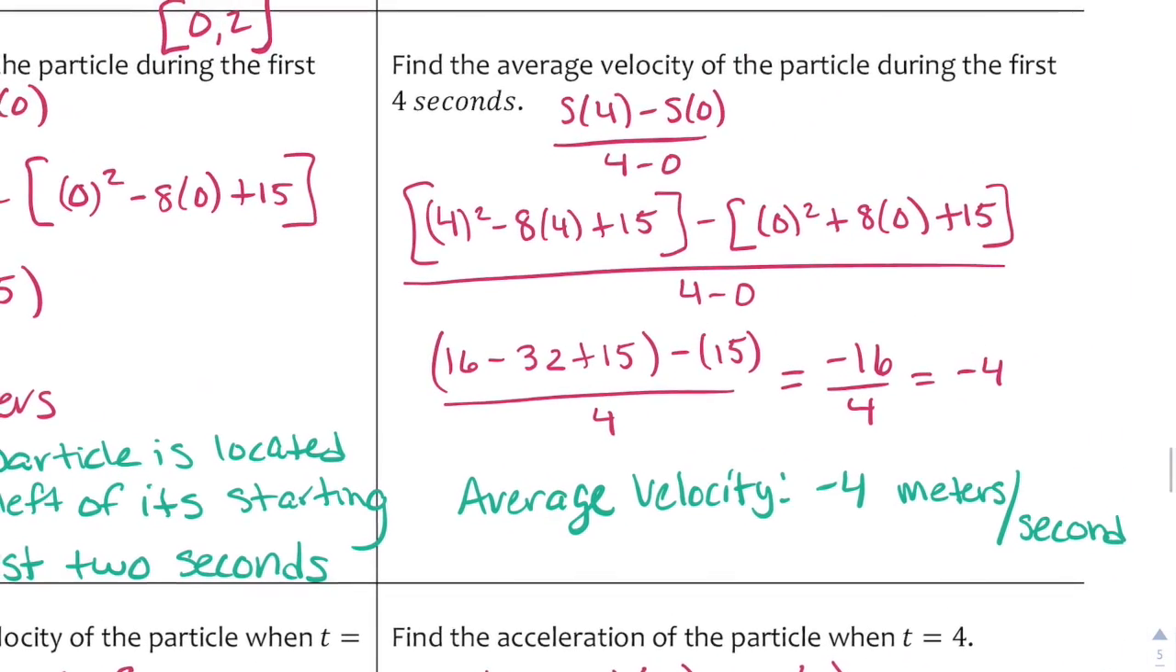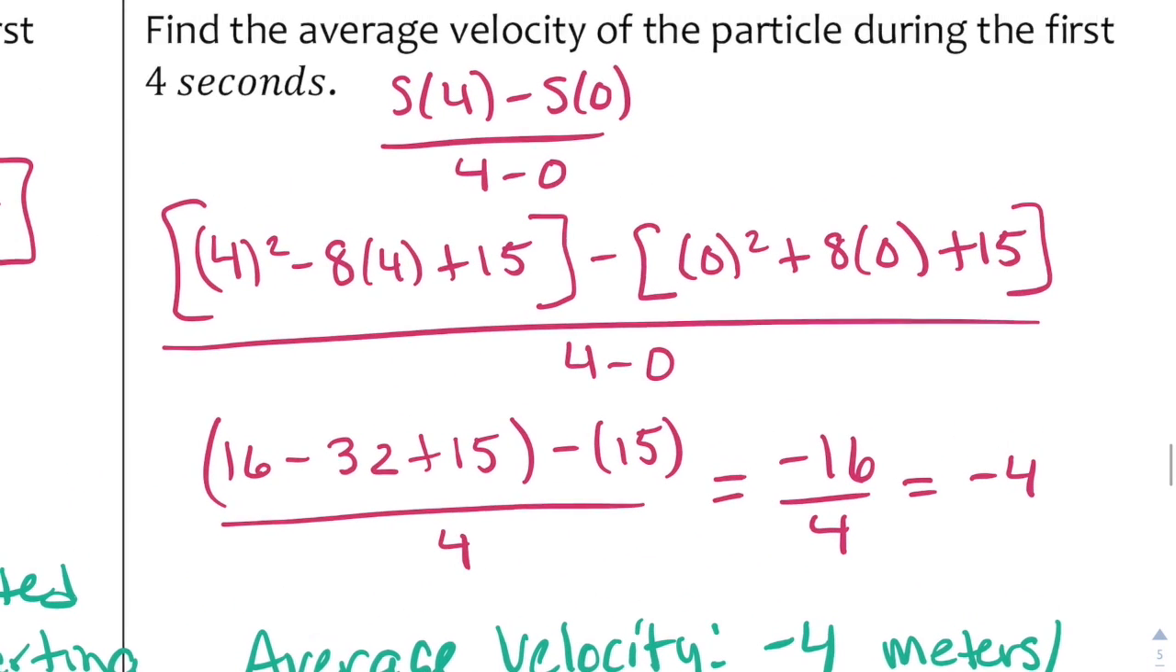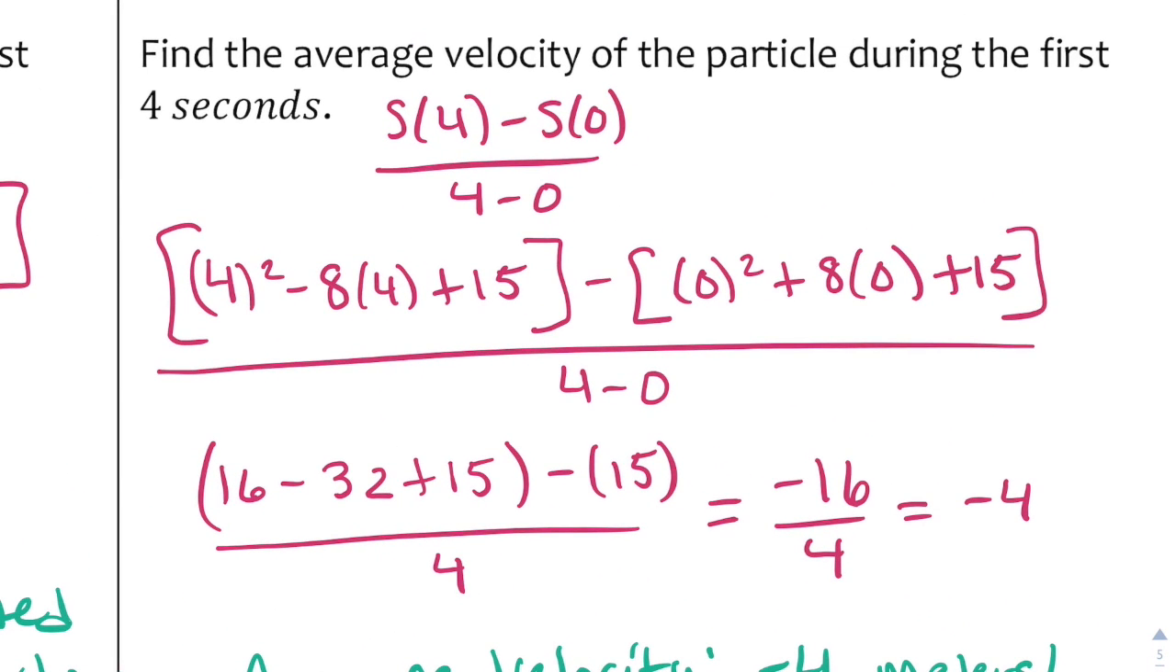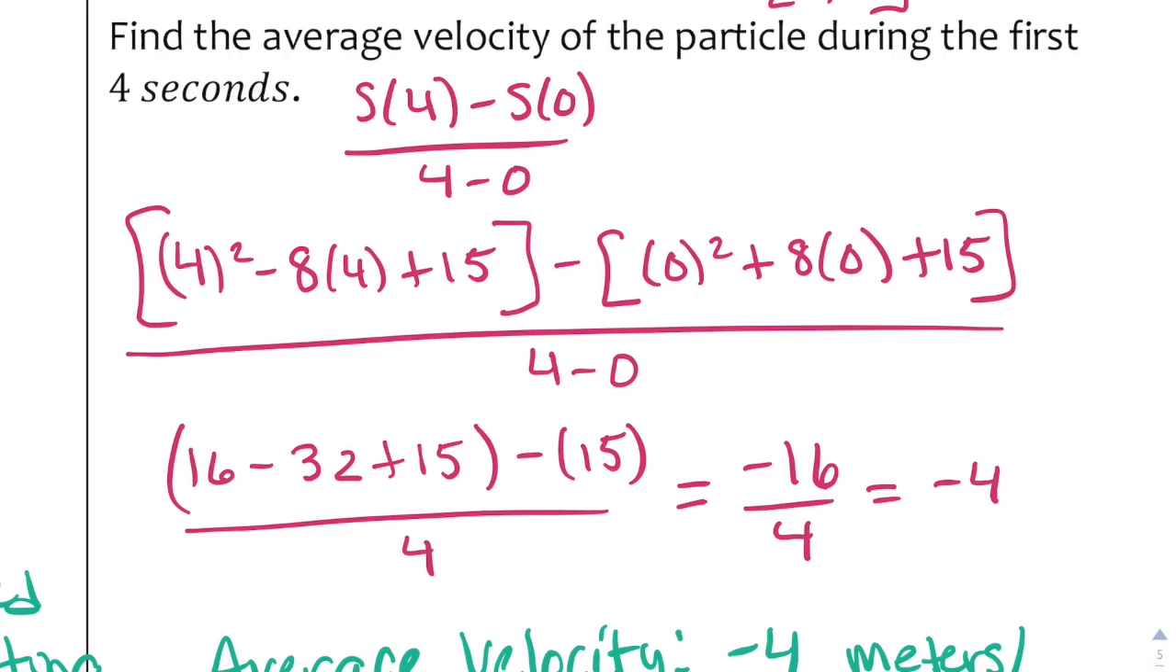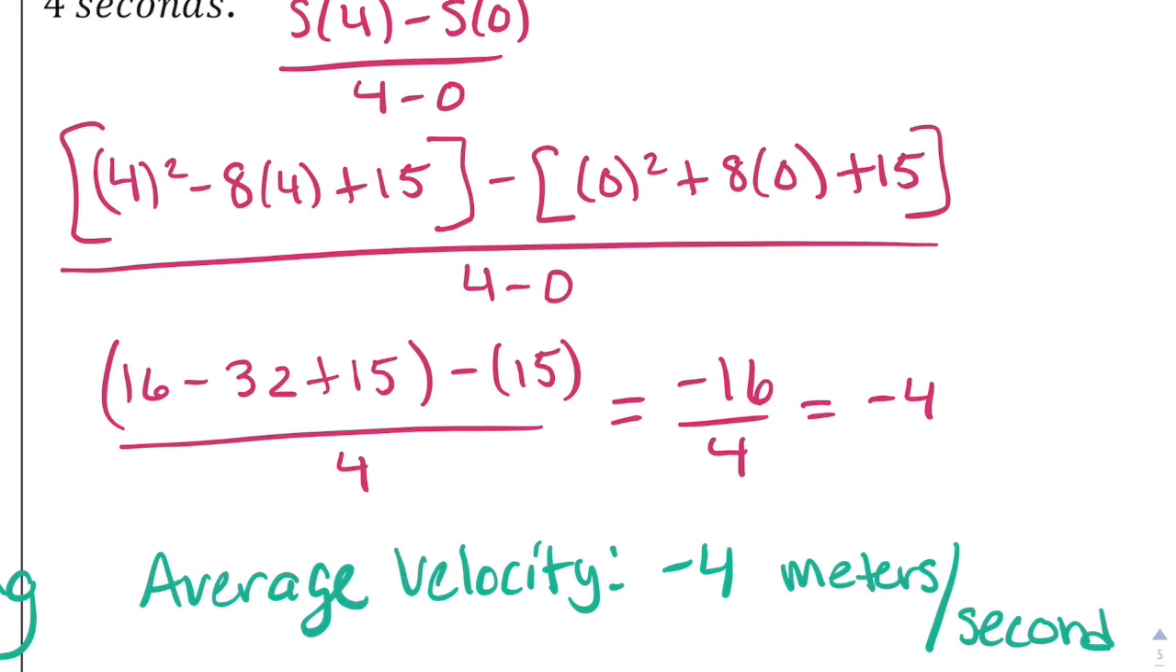Find the average velocity of the particle during the first 4 seconds. Well, this is our displacement over our time. So again, the interval we're looking at is between 0 and 4. So it's going to be s of 4 minus s of 0 all over 4 minus 0. So it's y2 minus y1 over x2 minus x1. So looks like I get a result of negative 16 over 4, and I get negative 4 meters per second after all that work is completed.